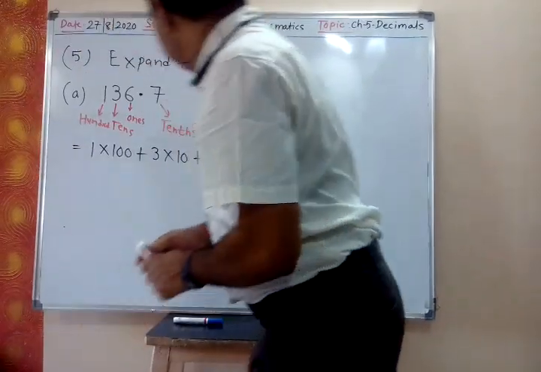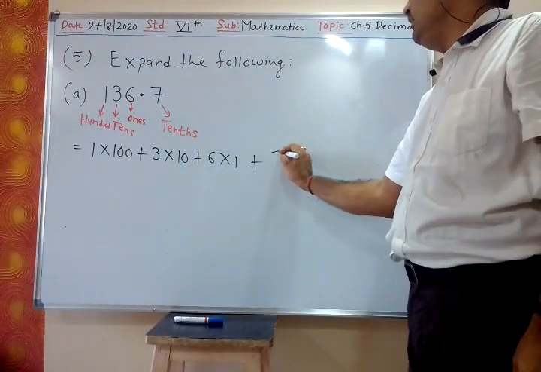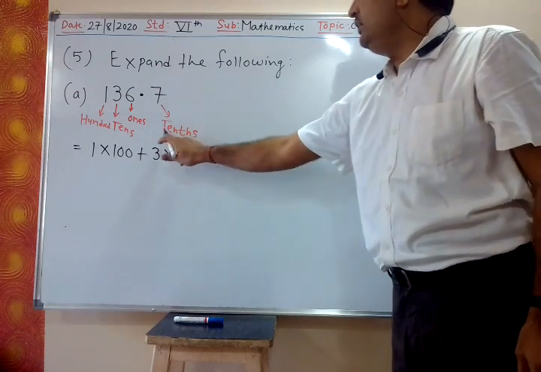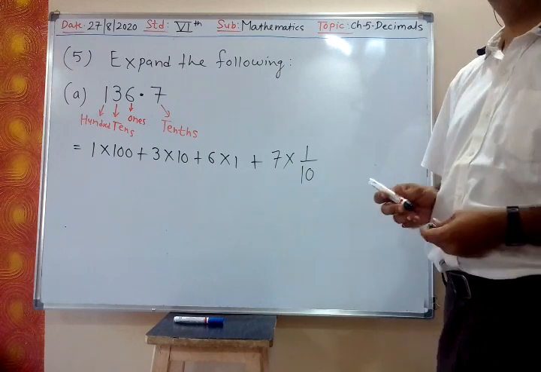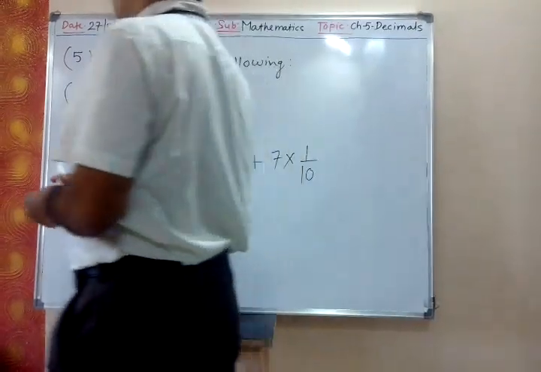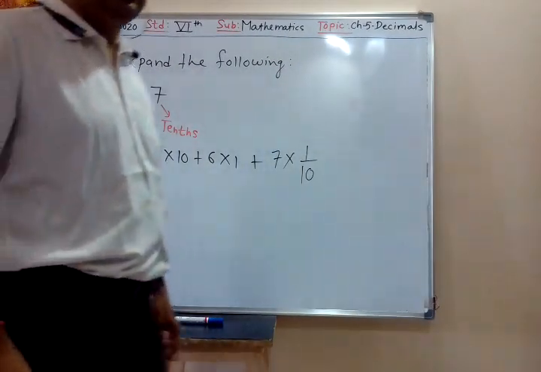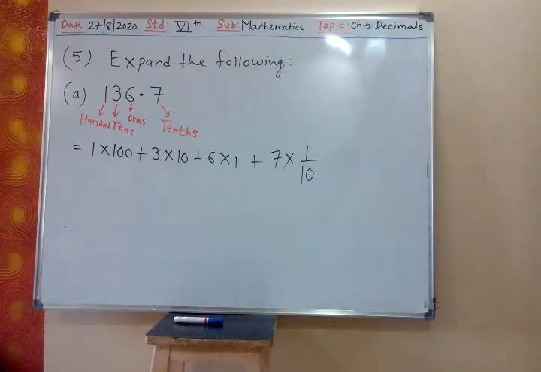Tenths. So now this 7 I will multiply. Whenever it is tenths, we write 1 upon 10. It is clear, right? Clear. Now 136.7.